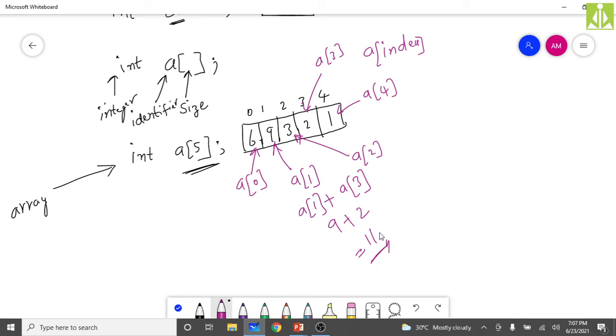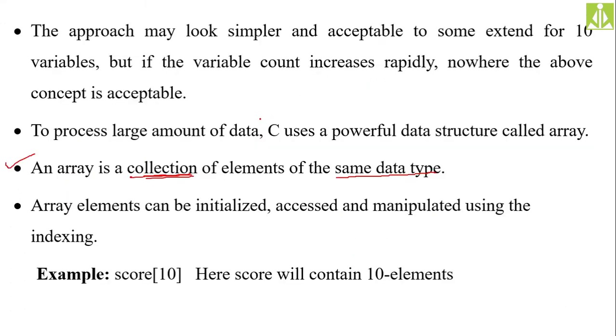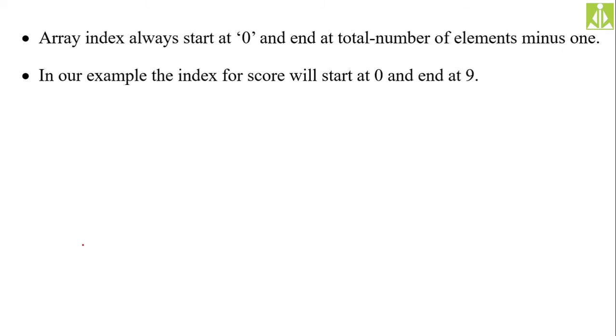Hopefully you understood. So always remember how we are accessing the array elements: with the help of the index only. Array elements can be initialized, accessed and manipulated using indexing. I have explained what the identifier is, what indexing is, and how the identifier and index are helpful in accessing array elements. Array index always starts at 0 and ends at maximum size minus 1, or total number of elements minus 1.